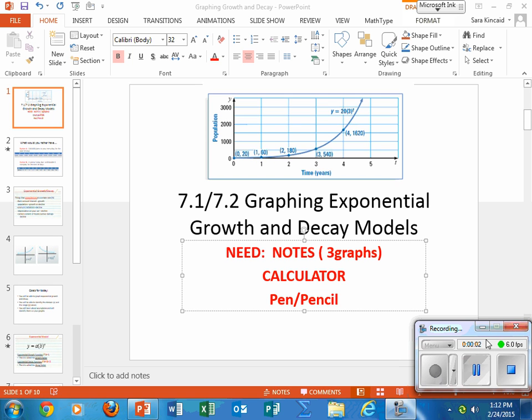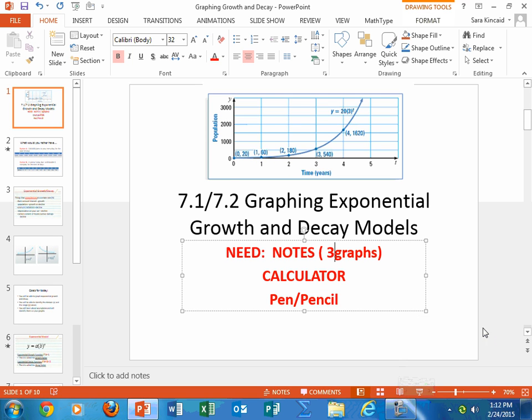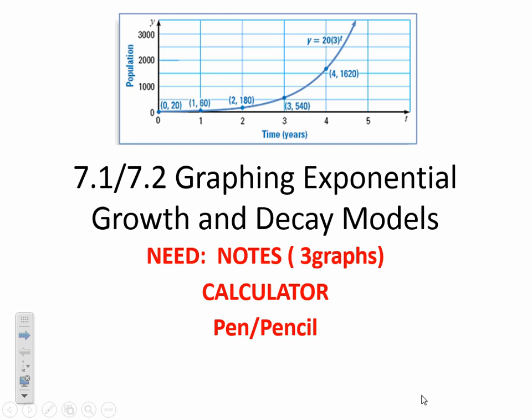Hello everyone. Today we're going to be starting a new unit on exponential models or exponential functions. So today we're going to look at graphing exponential growth and decay. So this is a little tie back to some Algebra 1 experience. You're going to need to take some notes, obviously, today. 3 graphs we're going to do. A calculator is especially handy, maybe even your graphing calculator app, and something to write with.